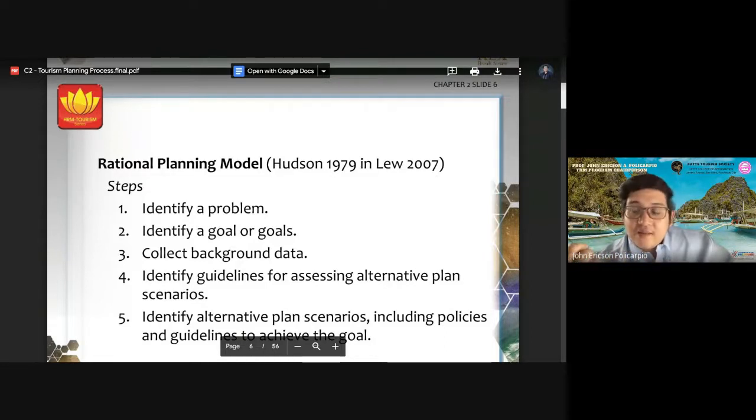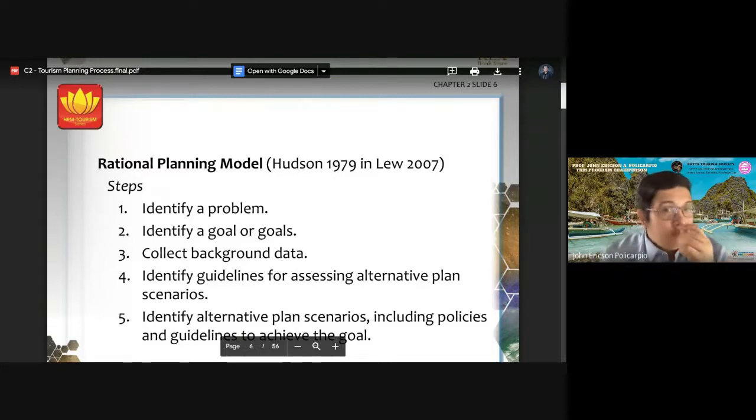So, dun sa case-based model ng systematic planning process, nauna ang alternatives or nauna kang mag-develop ng alternatives bago ka magkaroon ng guidelines. Okay? But this time, it's the other way around. Okay? So, kailangan may guidelines muna bago ka mag-develop ng alternatives. Okay? What's the positive side of this?